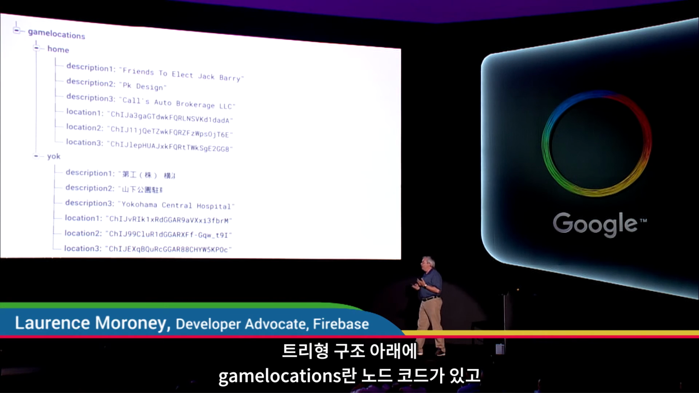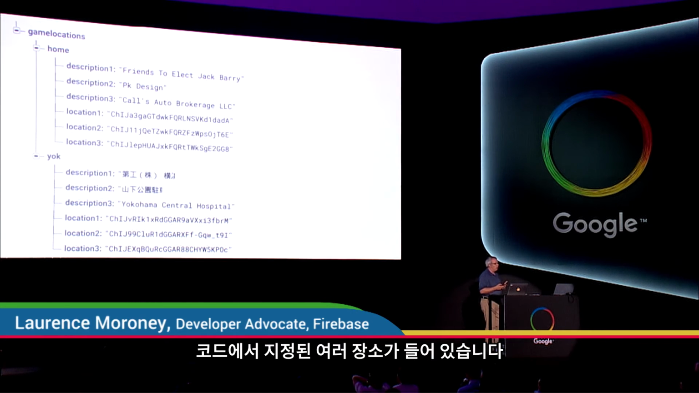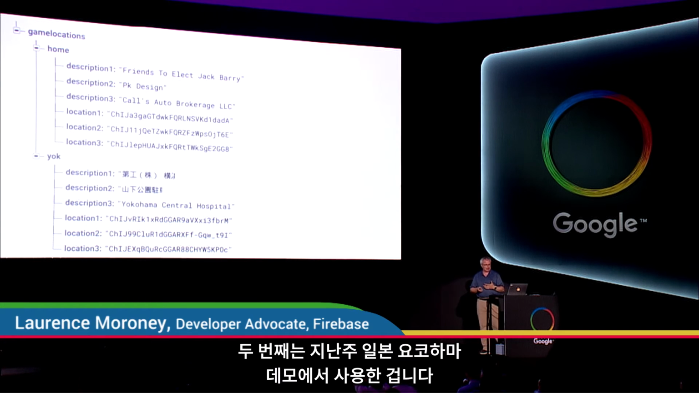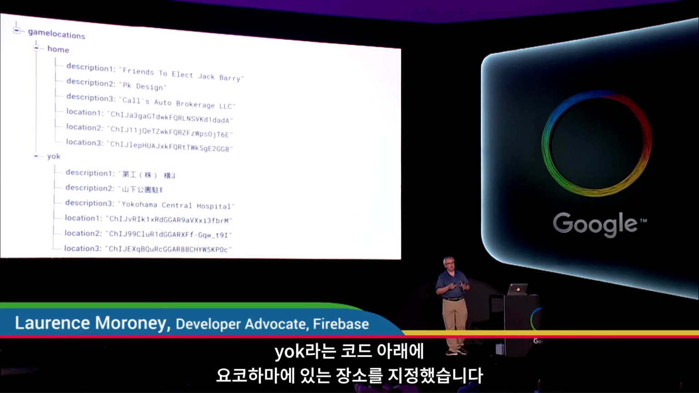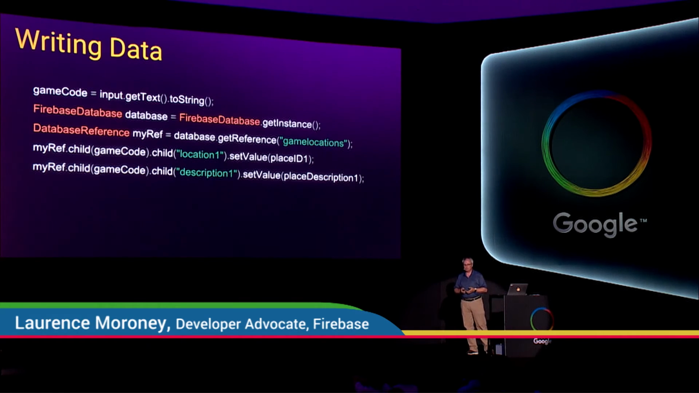And in this case, I have a node called game locations. And under that node, then, I have a number of locations specified by a code. So the top code here was home. And these are 3 locations near where I live, including the location ID for them. And then the second one was last week I did this demo in Yokohama in Japan, and you can see I just used the code YOK to determine 3 locations in Yokohama. And again, if you were playing this game, you pick locations, you pick a code, and then you share.